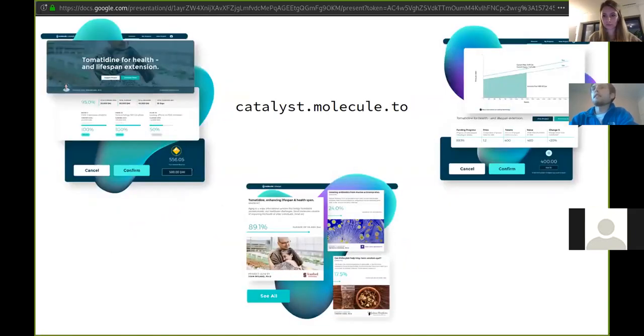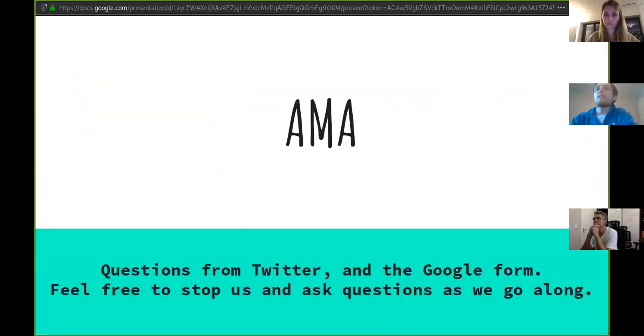So we've got a page called catalyst.molecule.to, which you can go to sign up to find more updates. We're going to be launching in roughly about a month, I think towards November. We've got the initial web app up and running with all the contracts and the modeling we performed. And here you can see a few screenshots from the app. So yeah, looking forward to launching that soon.